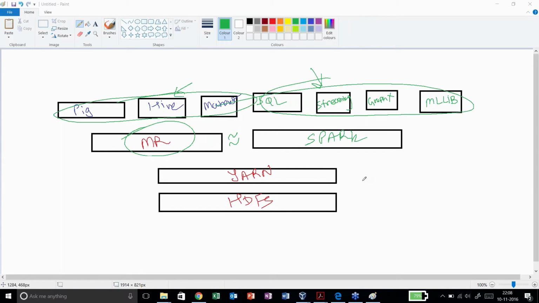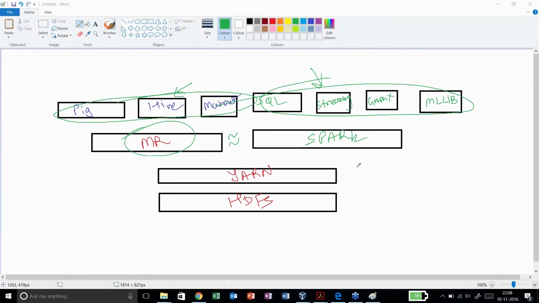However, to run Spark, you don't need Hadoop. Spark is not dependent on Hadoop. It's an independent processing engine which you can install on any distributed file system. It could be HDFS, which is provided by Hadoop, it could be NoSQL databases, or it could be any other local file system storage.